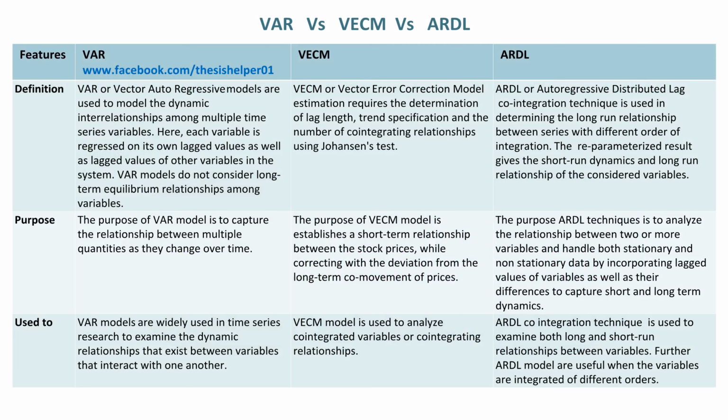VAR, or vector autoregressive models, are used to model the dynamic interrelationships among multiple time series variables. Here, each variable is regressed on its own lagged values as well as lagged values of other variables in the system. VAR models do not consider long-term equilibrium relationships among variables, whereas VECM, or vector error correction model, estimation requires the determination of lag length, trend specification, and the number of co-integrating relationships using Johansen's test.